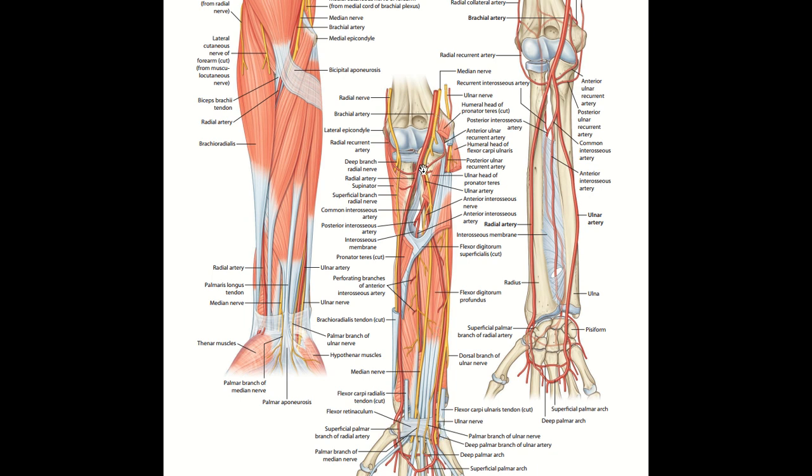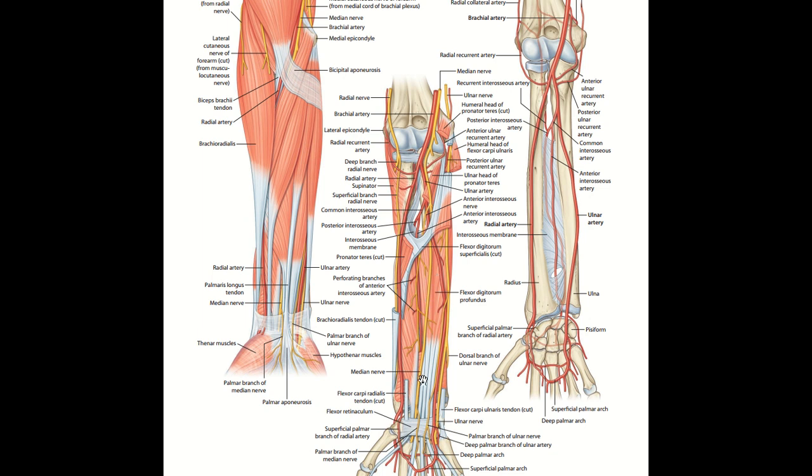Then let's take a look at the median nerve. The median nerve is actually going to be medial to your brachial artery, as you can see right here. It actually leaves the cubital fossa between the two heads of the pronator teres, right? And then it runs between the flexor digitorum superficialis and flexor digitorum profundus, right? Take note of this.